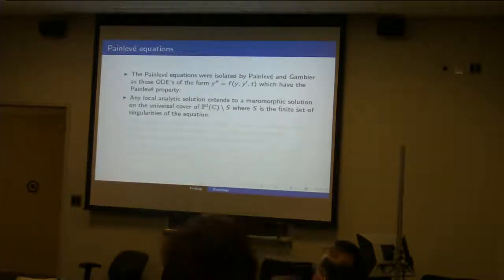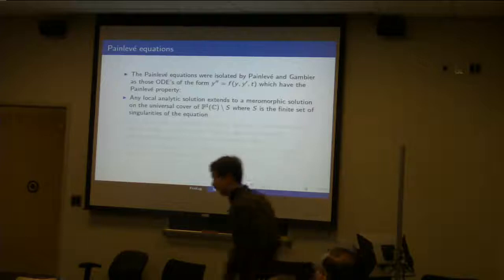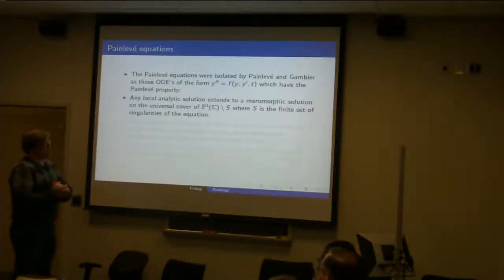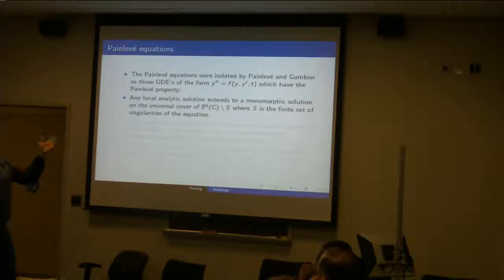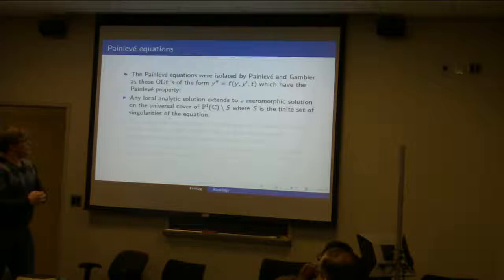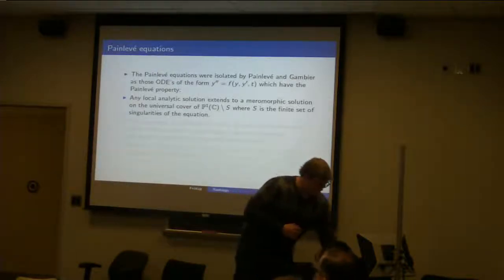So if you have a solution in a small little ball, some open set, say, at least where it makes sense. So it doesn't make sense to ask for a solution where, say, the denominators of the coefficients of your equation vanish. That's what I mean by singularities, very simply. Okay. So wherever the denominators of the coefficients, which are functions of t, vanish, it doesn't make sense to ask for solutions there. But everywhere else, if you take some local solution, you can extend it in a very powerful way to a global solution.